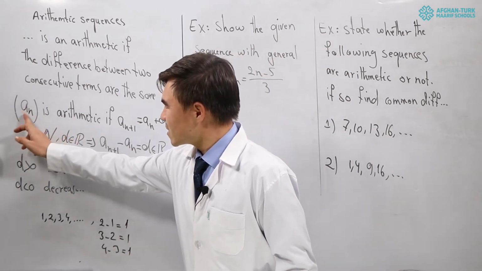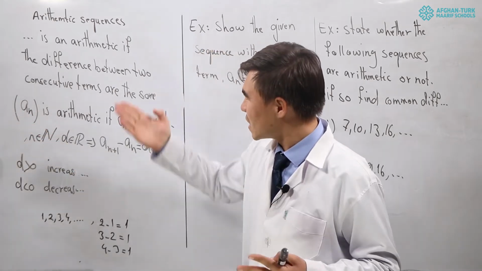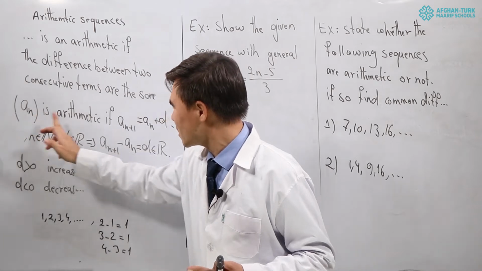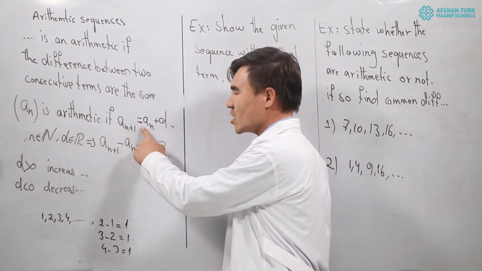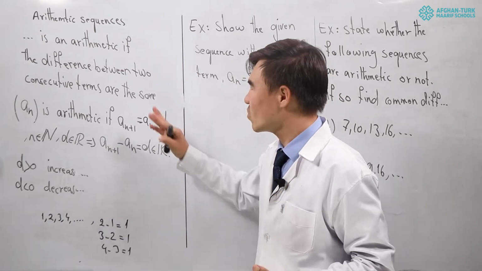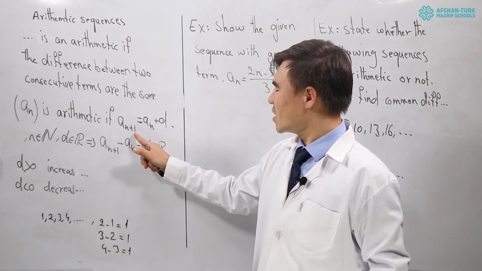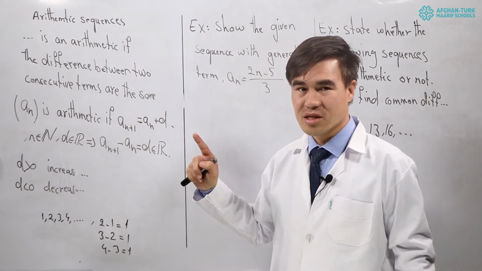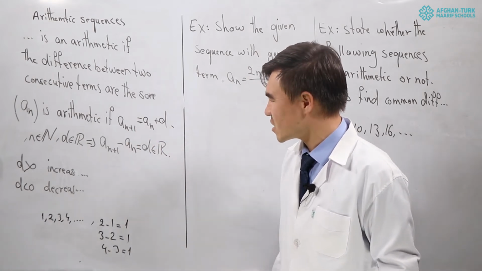Also, a_n shows us that a sequence is arithmetic when a_(n+1) is equal to a_n plus d. This is the condition for having an arithmetic sequence. Or, a_(n+1) minus a_n is equal to d. This is the formula that says this is an arithmetic sequence.